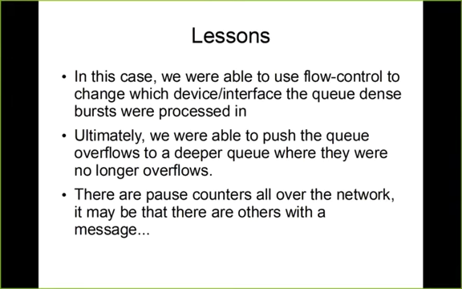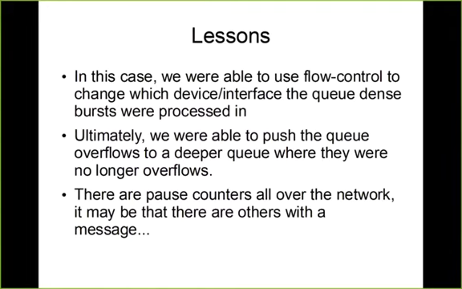But in this case, we were able to use flow control to change which device and interface the queue-dense bursts were processed in. Ultimately, we were able to push the queue overflows to a deeper queue, where there were no longer overflows. There are pause counters all over the network, and it may be that there are others with a message, because every pause frame is in fact a queue crying for help. So somewhere on your network or our network, there are probably other little mysteries that can be solved by looking at pause counters.